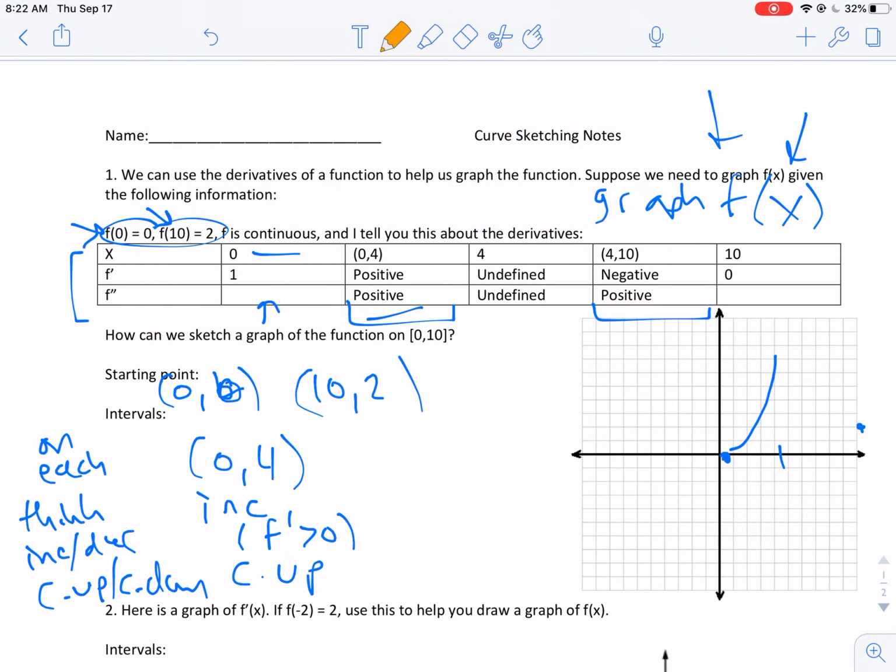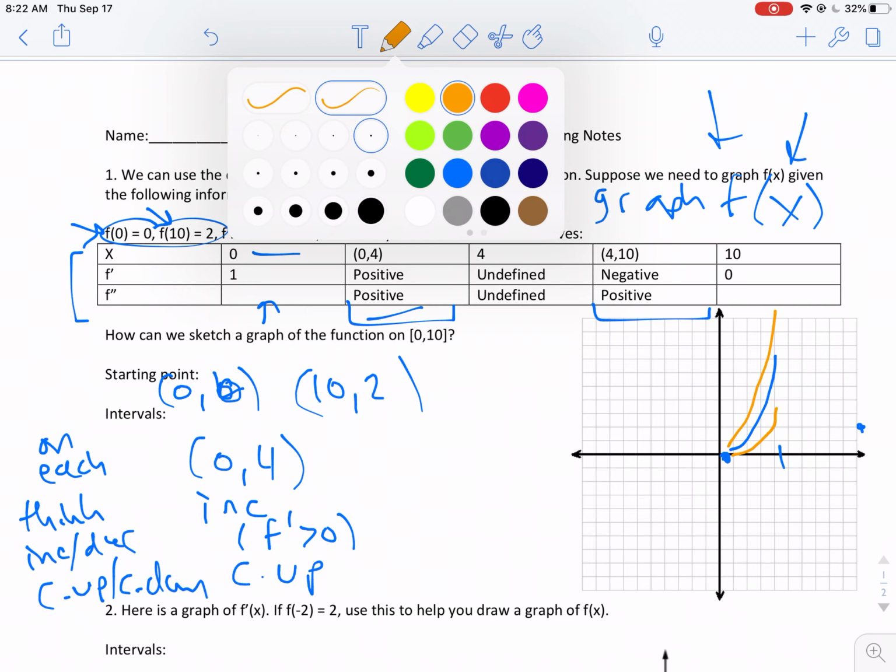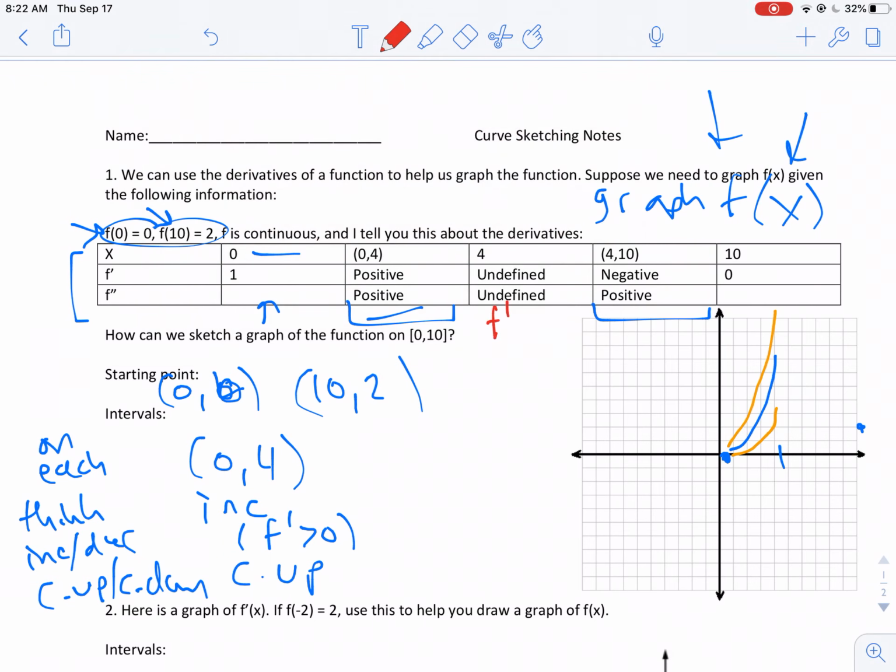And there's no one right way to do this. It's totally possible that your graph might go up there. It's totally possible your graph might go up there. Just the general shape is what we're looking for, just increasing and concave up. Okay, so now let's see what's going on there. At 4, the derivative is undefined. This is a continuous function, so that probably means it's going to have a sharp corner or something.